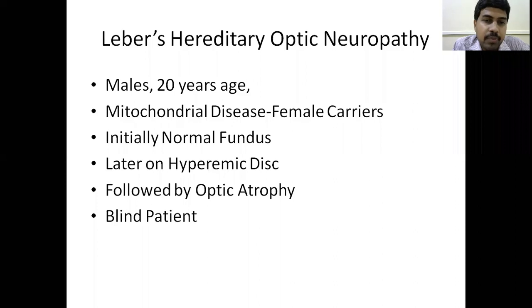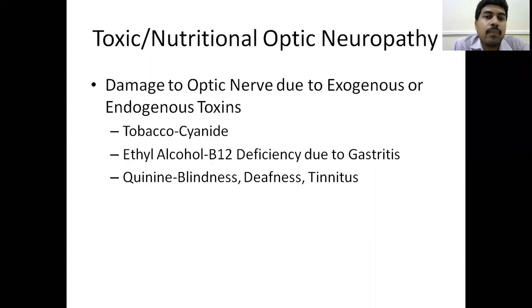So initially the patient will be normal. After 1 week, the patient will have a hyperemic disc and optic atrophy, and finally the patient will be blind for his lifetime. There is no treatment for it as of now. Okay. And then toxic or nutritional optic neuropathy. It is damage to the optic nerve due to exogenous or endogenous toxin. So tobacco smoking: what happens is cyanide is released. This cyanide is a neurotoxin which damages the optic nerve or the axons, and the patient may go blind.